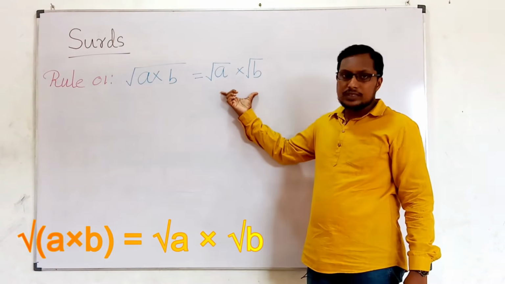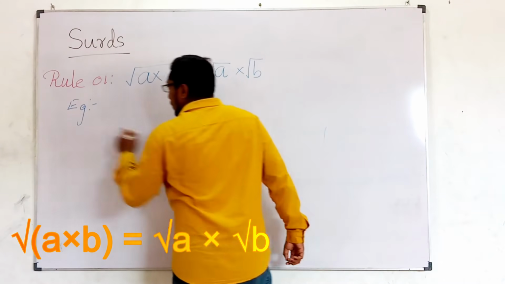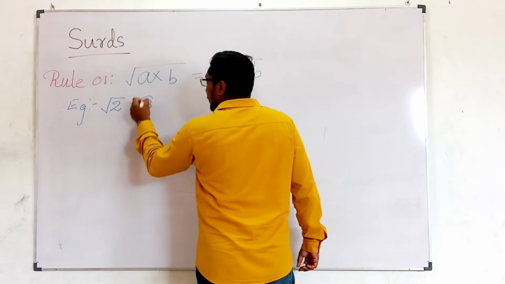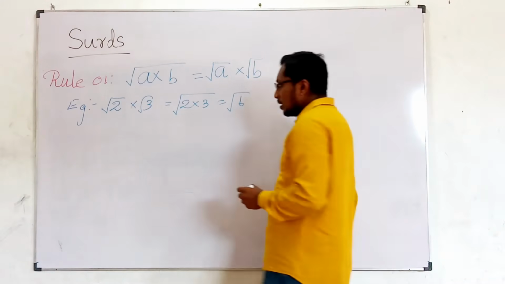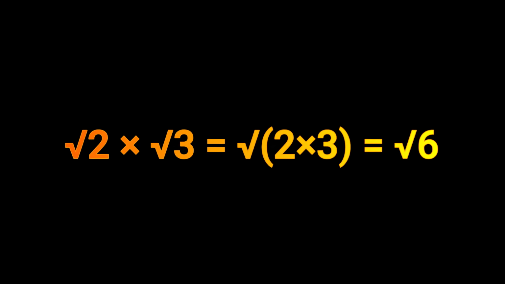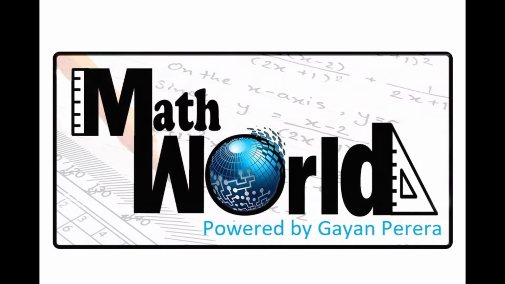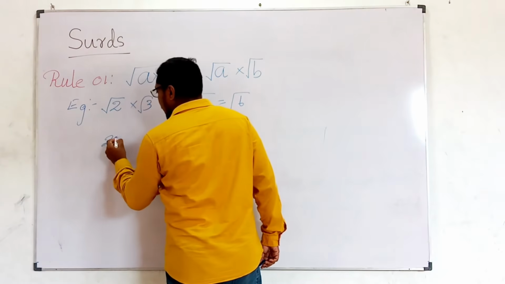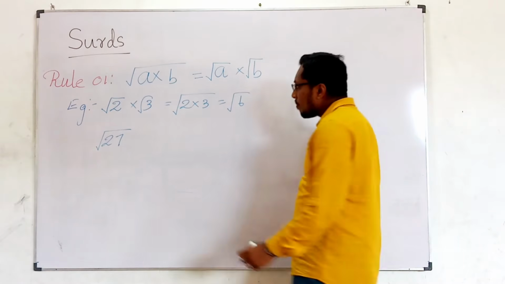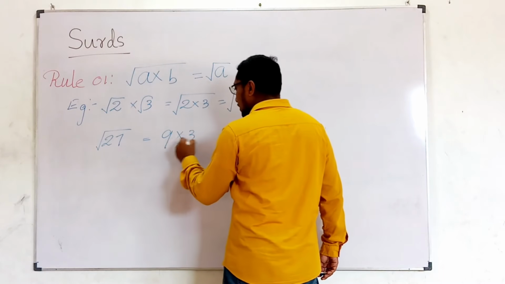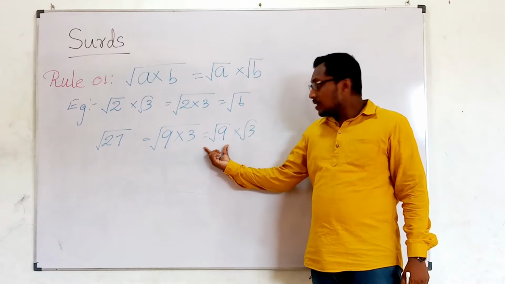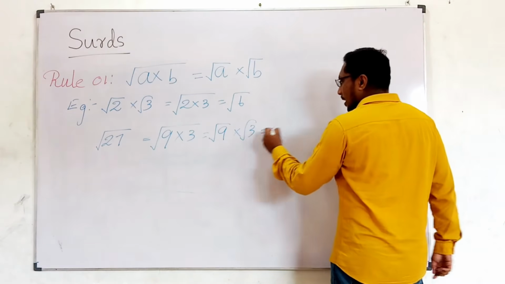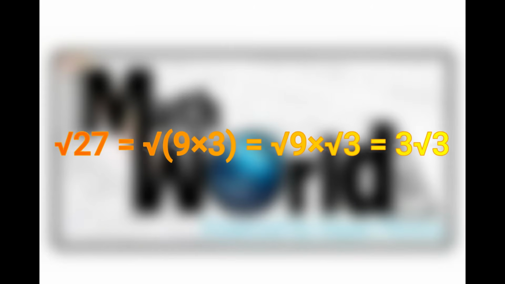Now let's take some examples. Root 2 times root 3 can be written under the same square root, so it is square root 6. On the other hand, let's say we want to simplify root 27. This can be written as root of 9 times 3, and later root 9 times root 3. We know the answer for square root 9 is 3. Then the answer is 3 root 3.